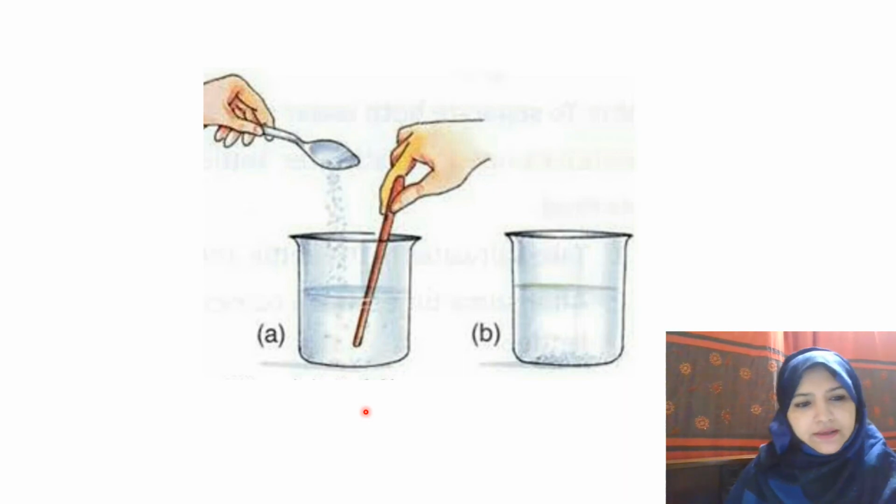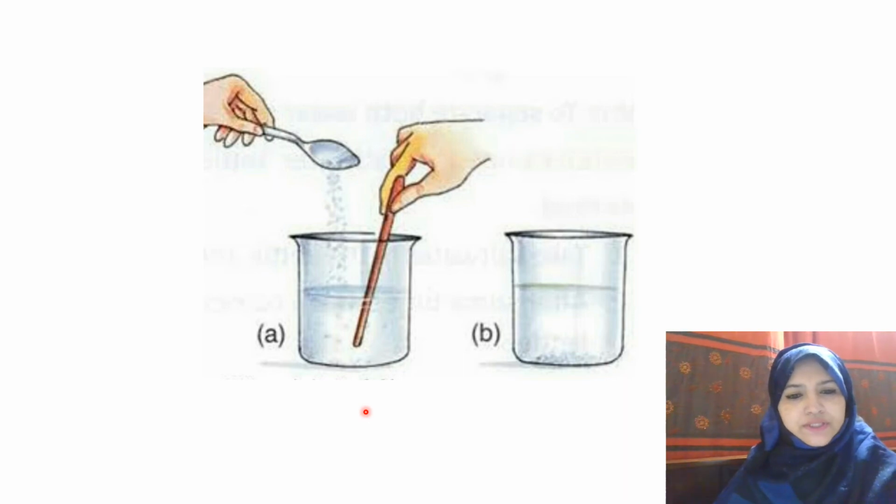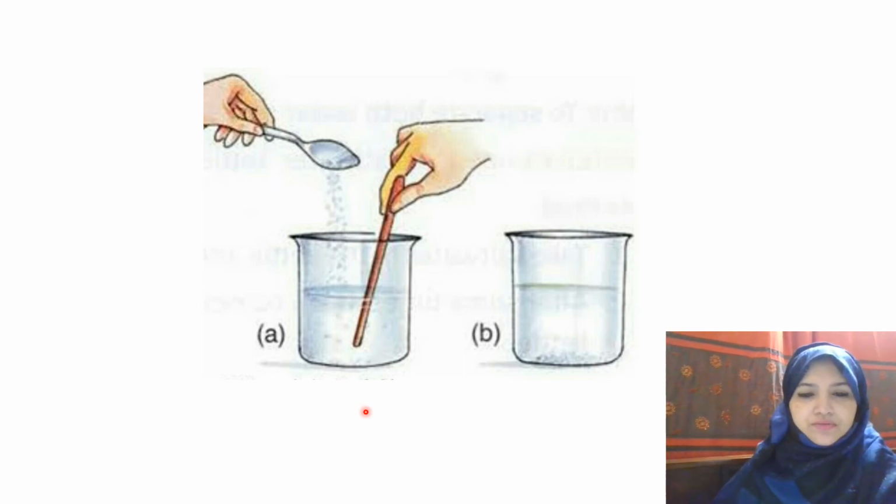Now again, if the same amount of salt, if 1 spoon of salt is mixed in two beakers containing different amounts of water, that means one in 100 ml, but another in 200 ml water, then the solution containing more water is the dilute solution, while the one with less water is the concentrated solution.